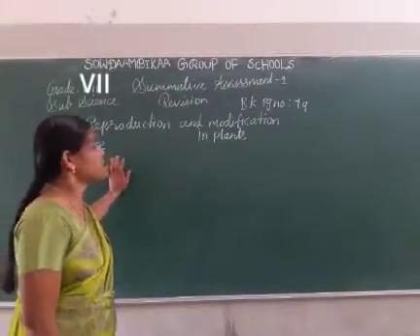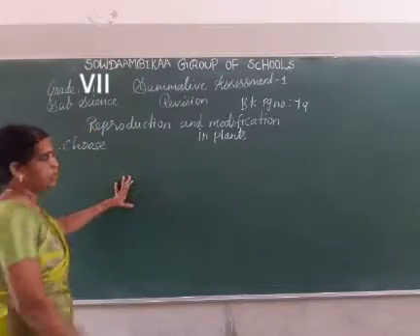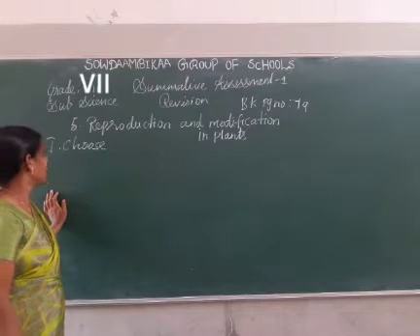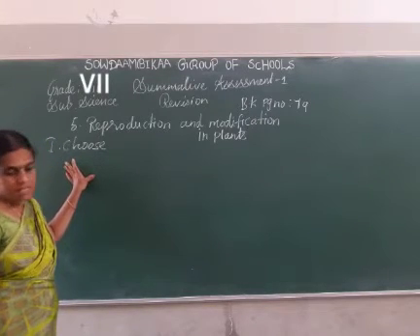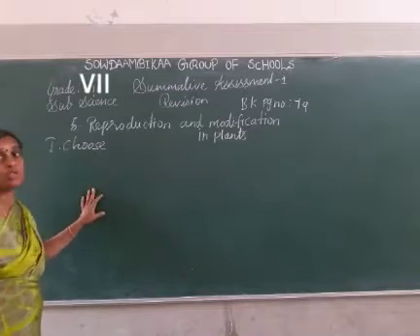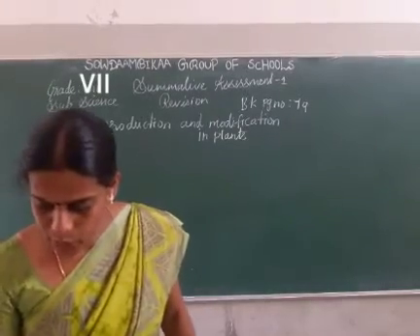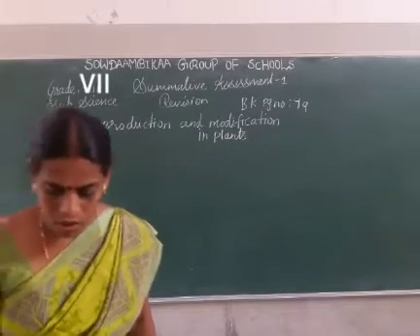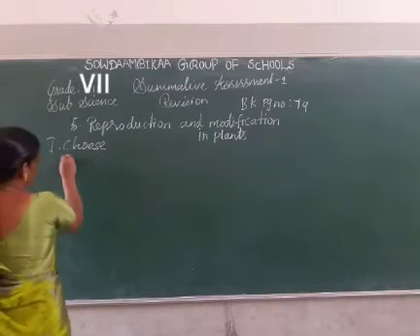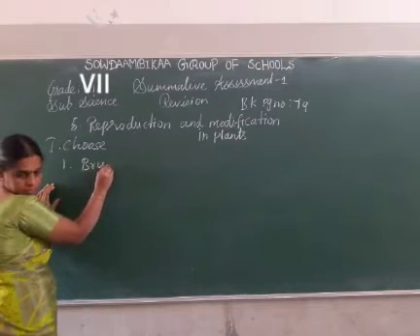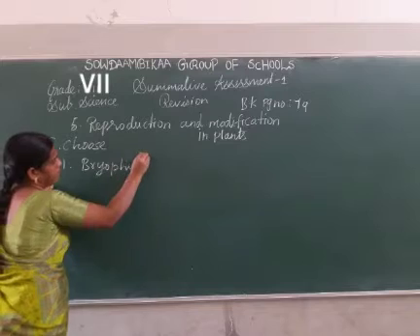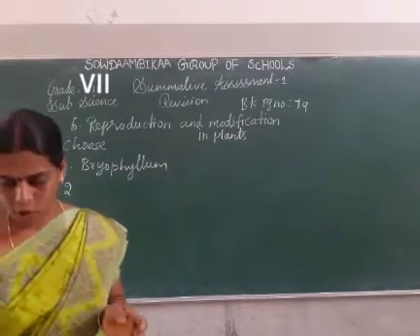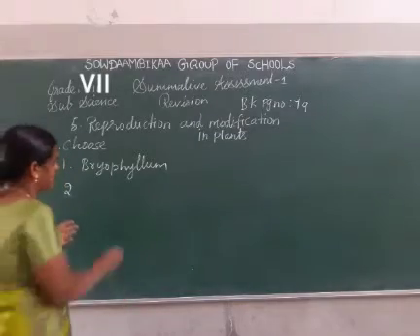Okay, students. The next unit is Unit 5, reproduction and modification in plants. Take your book, page number 79. The first Roman numeral is to choose the correct answer. Vegetative propagation by leaves takes place in Bryophyllum. The second one: asexual reproduction in yeast is budding.